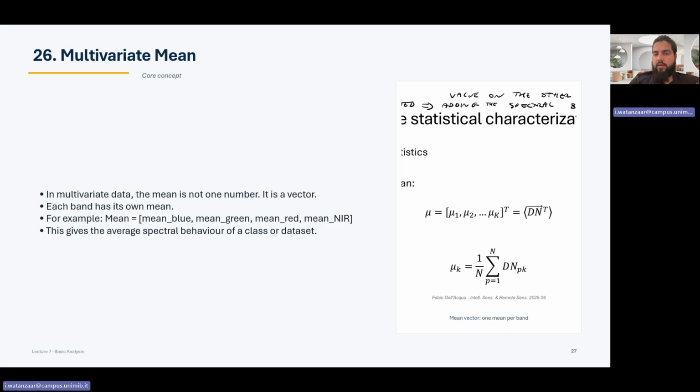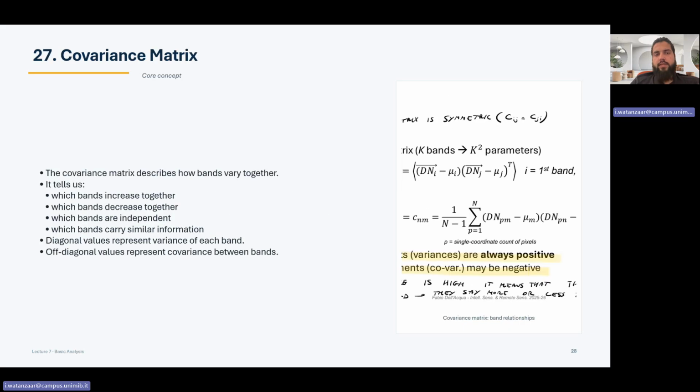That's why in the multivariate analysis, the mean is also really helping, but it's still not ideal for all the cases. That's why we are discussing the covariance matrix. If you see in the spatial analysis, we were discussing co-occurrence. We were comparing two pixels, but here it is the covariance matrix. It is more or less the same, but a little bit different. The covariance matrix describes how bands vary together. So it is discussing at the band level now.